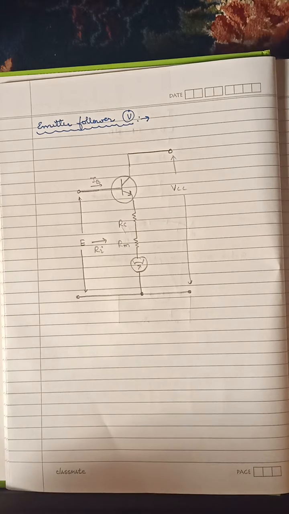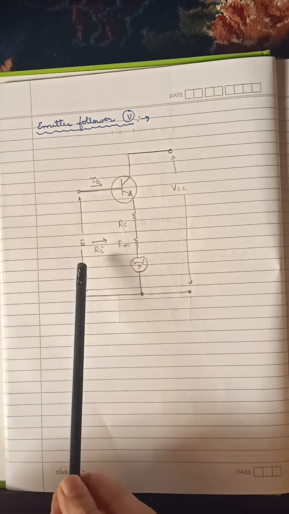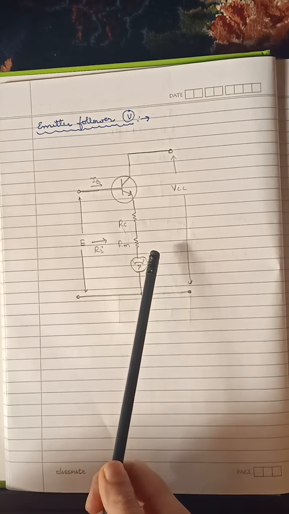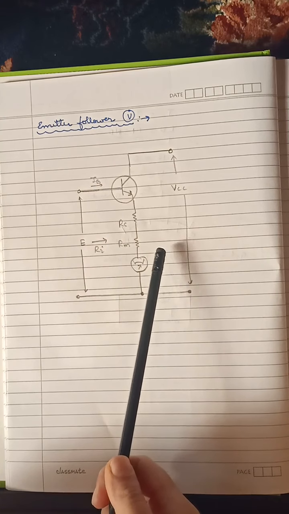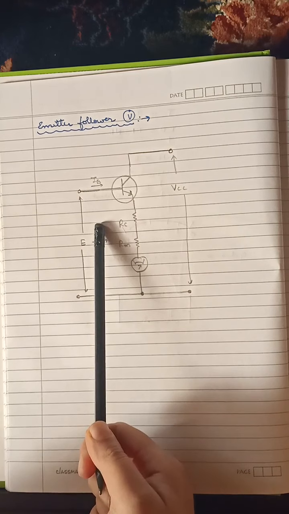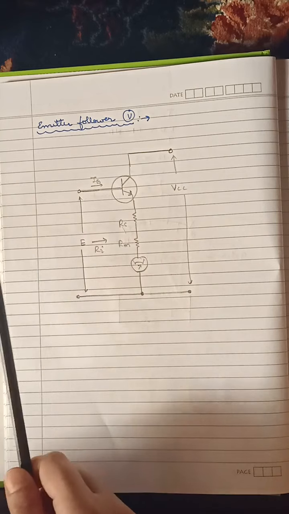Emitter follower voltmeter means it is actually a transistor used in common collector configuration. Why is it called an emitter follower voltmeter? Because whatever we provide at the input, almost the same we will get at the output, and output is taken from the emitter here. Okay, so the emitter mostly follows whatever is coming at the input. That is why it is called an emitter follower circuit or voltmeter.